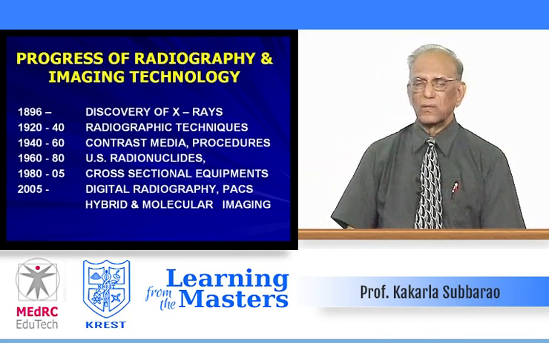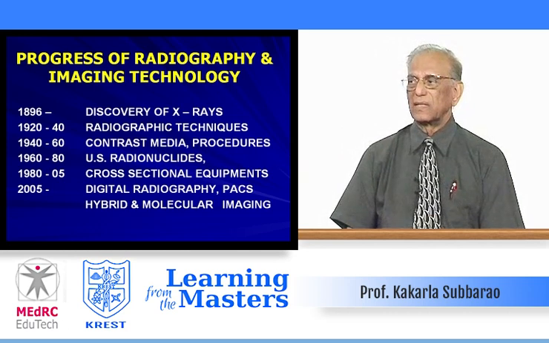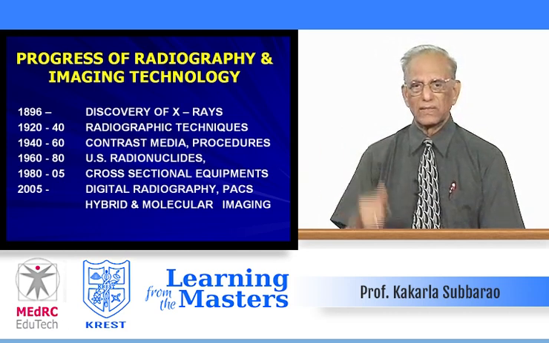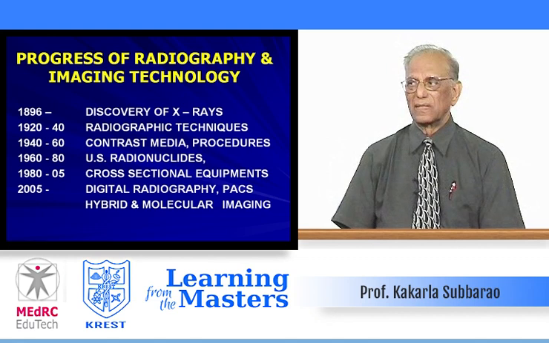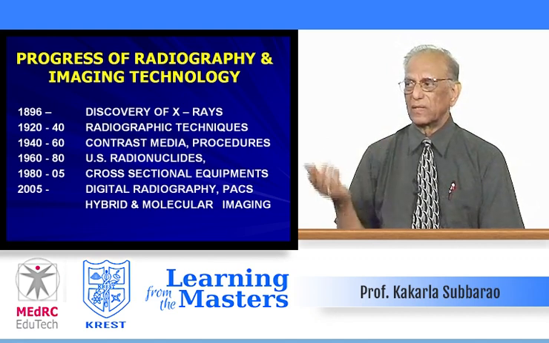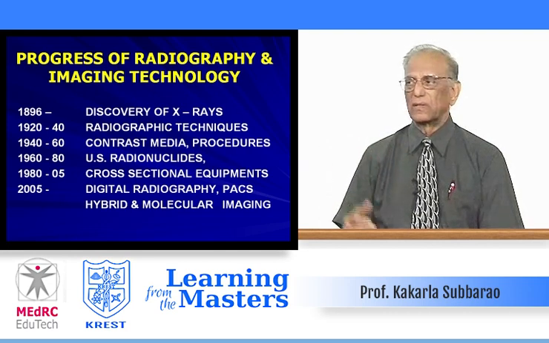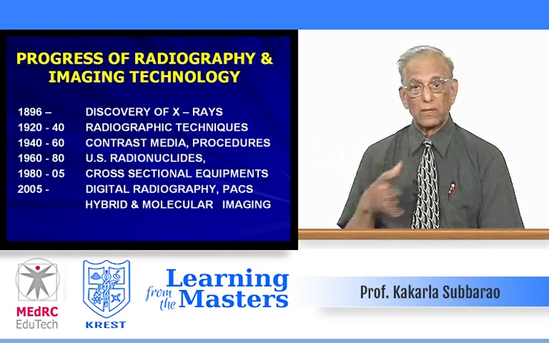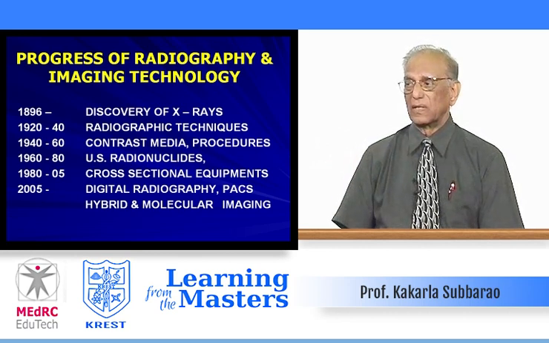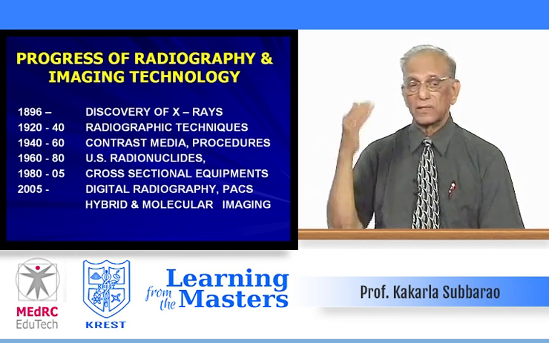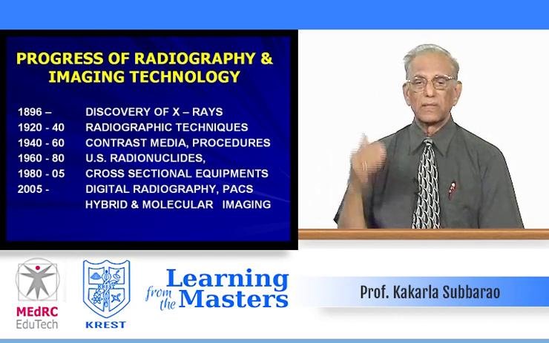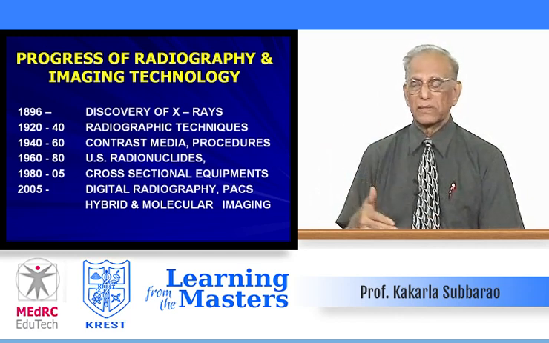Progress of radiography and imaging technology. 1896, discovery of X-rays. 1920 to 40, radiographic techniques. 40 to 60, contrast media and procedures, various procedures, angiography, esophagography, GI radiography. From 60 to 80, radionuclides have come, as well as ultrasonography. 80 to 05, cross-sectional equipment, ultrasonography, CT, MRI, PET scan.